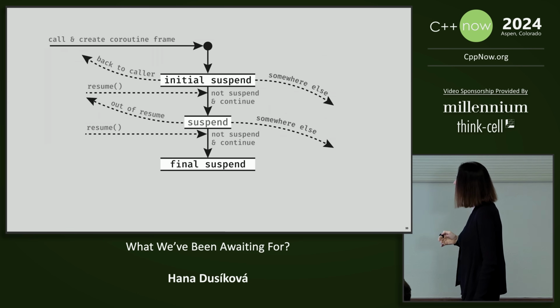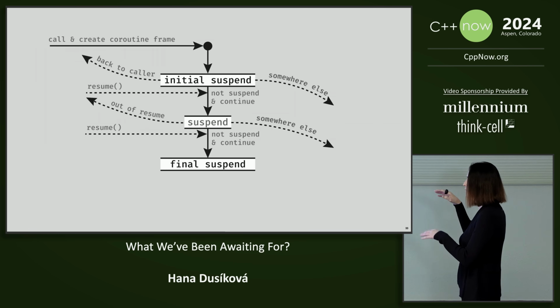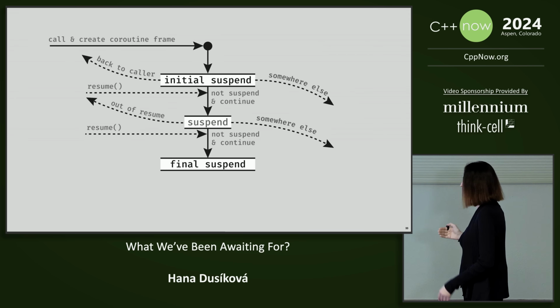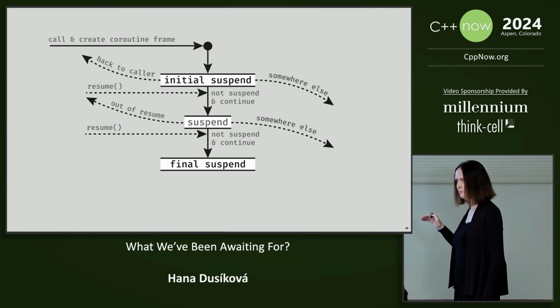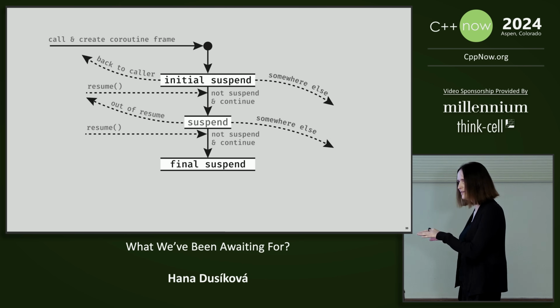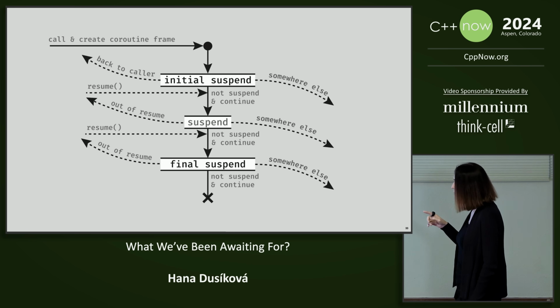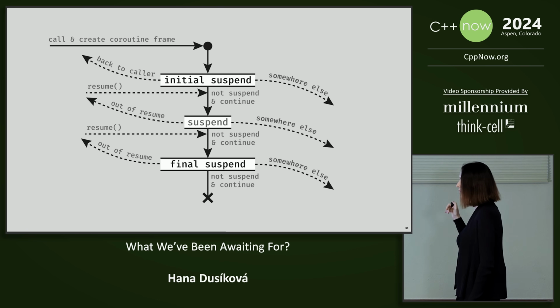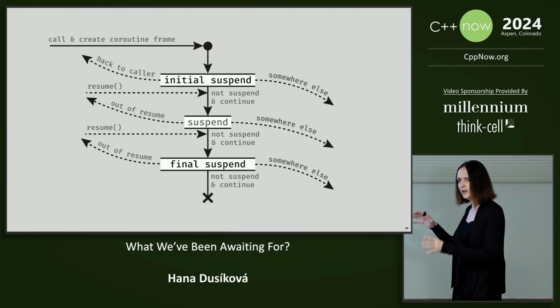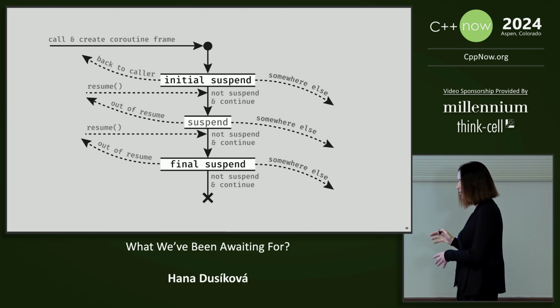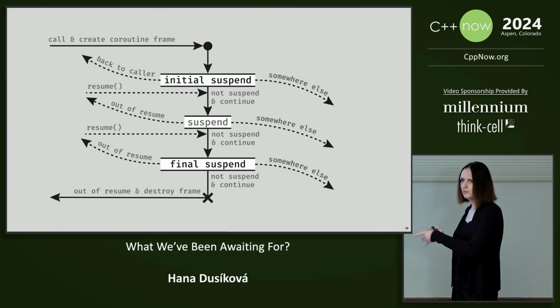Question? What is happening in between suspension points? That is your code. That is your code actually executing. And when you reach the final suspend point, which is past the end of your function or coroutine, you have a decision. If you go to whoever resumed you, you can jump somewhere else, or you can continue, not suspending, and it will immediately destroy your coroutine frame, promise type, and everything in it. And then it will go to whoever resumed you.